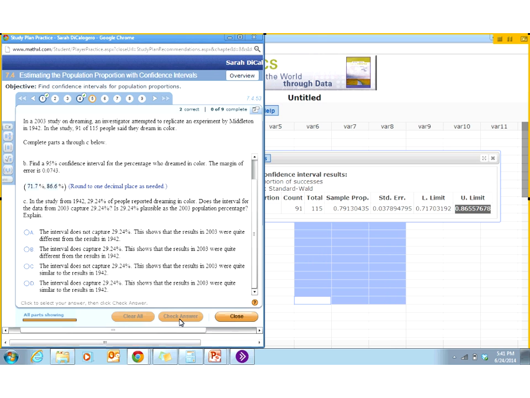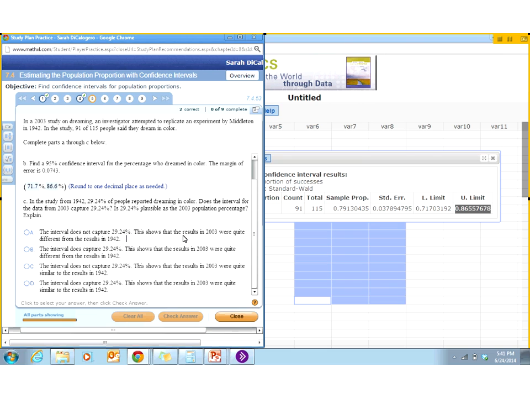In this study from 1942, 29.24% of people reported dreaming in color. Does the data from the 2003 study capture 29.24? No, because our data is 71 to about 86. Is 29.2 plausible as the 2003 population percentage? No. Okay, so the interval does not capture 29.24.